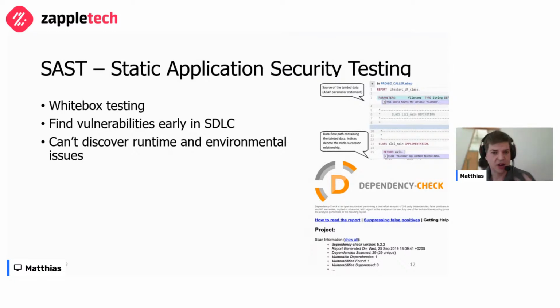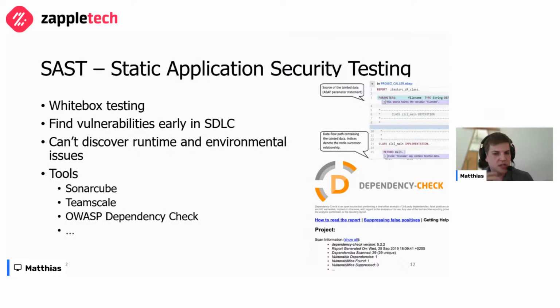The advantage is it's very, very fast, because scanning source code is much faster than having a running application and checking there. But here we have another fist, which you will hear in a second. Tools, I will not go into details here, but you just heard them: SonarQube, TeamScale, and also from OWASP, we have the Dependency-Check tool, which is open source. TeamScale is commercial software. So this is SAST, the white box testing approach.